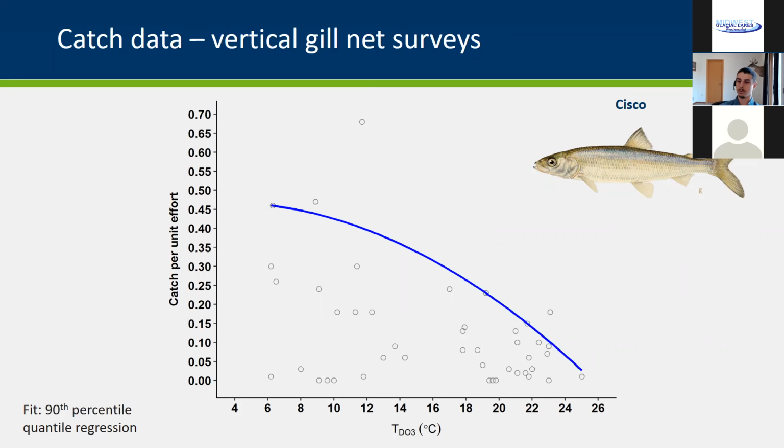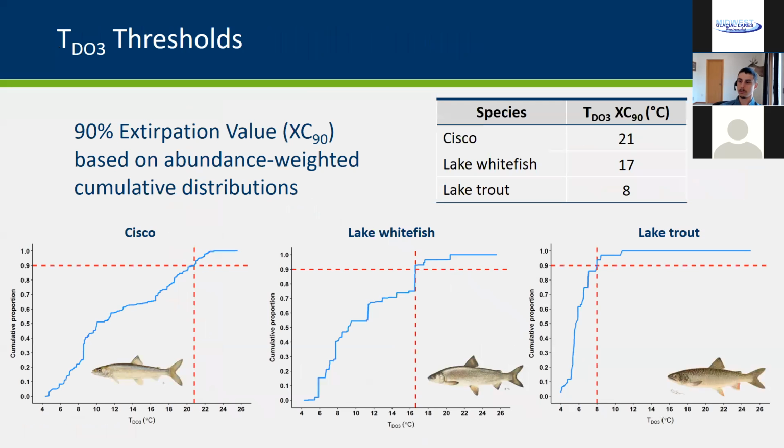You probably wouldn't want to say too much about an individual lake, but at a population level, we can use some of that catch per unit effort information with the standard deviation. And so that's what's used with these cumulative distribution functions. These are abundance weighted cumulative distribution functions. And so from these, we can calculate a 90th percentile or 90% extirpation value, or an XC90.